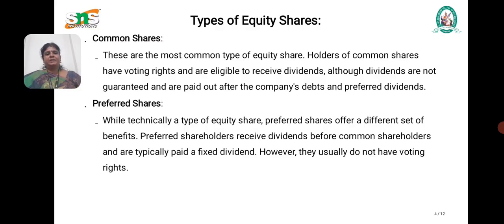Types of equity shares. First one, common shares. These are the most common type of equity share. Holders of common shares have voting rights and are eligible to receive dividends, although dividends are not guaranteed and are paid out after the company's debt and preferred dividends. Preferred shares. While technically a type of equity share, preferred shares offer a different set of benefits. Preferred shareholders receive dividends before common shareholders and are typically paid a fixed dividend. However, they usually do not have voting rights.